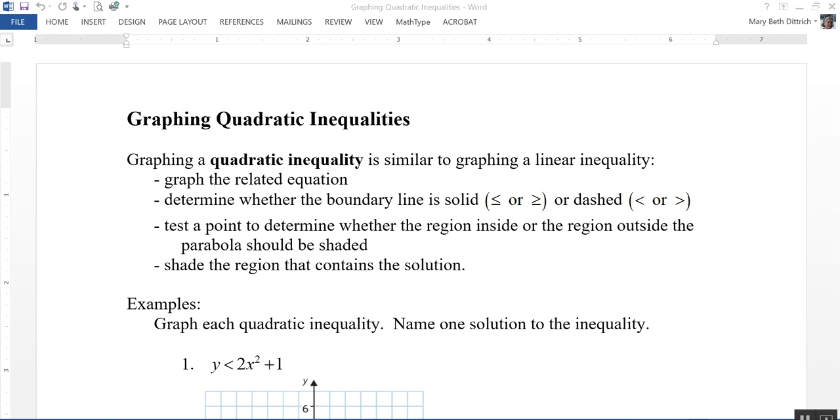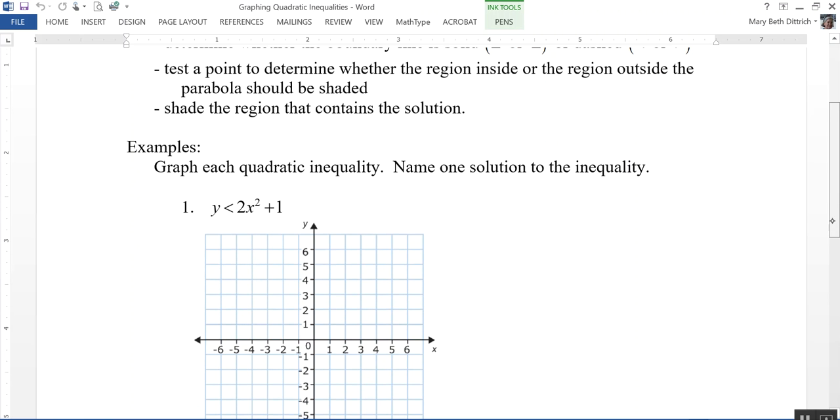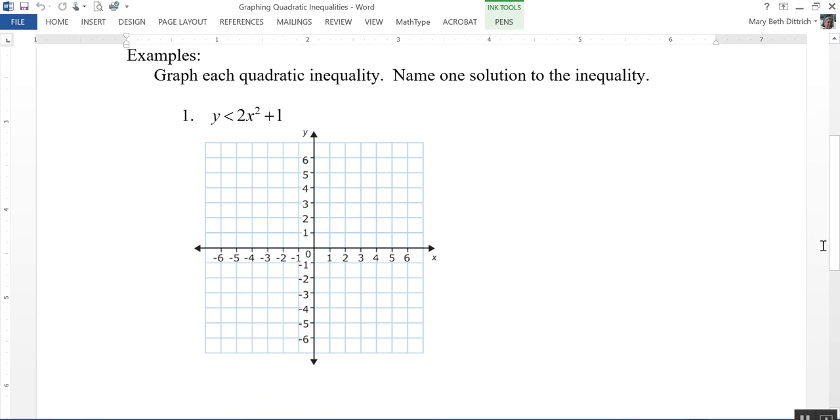We want to test a point that's not on the boundary line to determine whether the region inside the parabola or the region outside of the parabola should be shaded, and then we need to shade the region that contains the solution. Let's take a look at a couple examples here. Our first one is the inequality y is less than 2x squared plus 1. So we need to graph that and name one solution to the inequality.